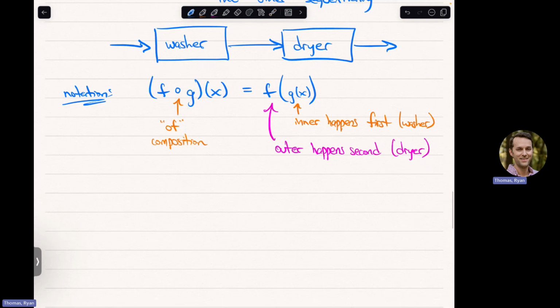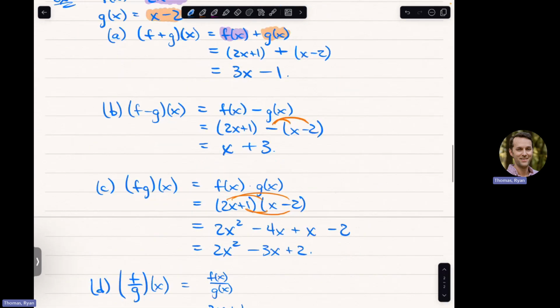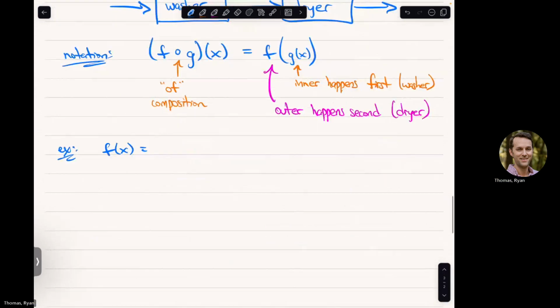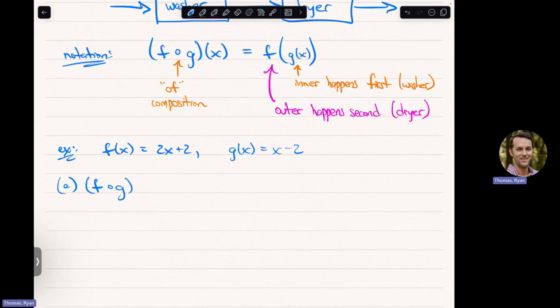Okay, so quick example. Let's say that f is 2x plus 2, and g is x minus 2. And I want to find f of g. Okay, and again, if you wish, another way to write that is like this.